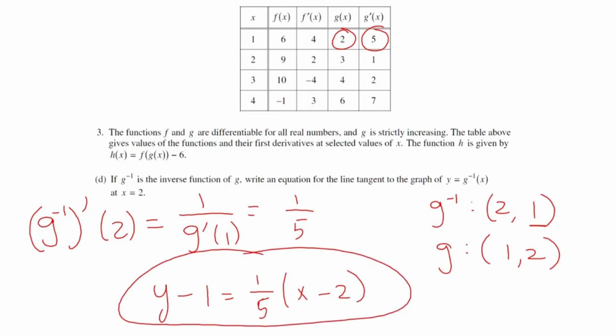For part D, we get 3 points for that. You got 1 point for finding g inverse of 2, so getting 1 there. 1 point for the slope, and 1 point for the final tangent line. And that's the end of this function FRQs question number 3 from the 2007 AP Calculus AB exam.